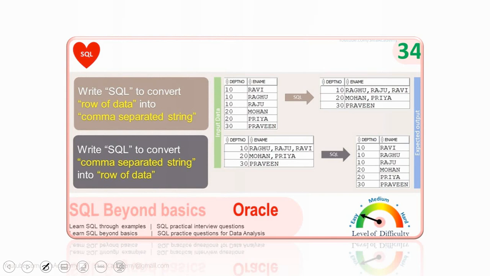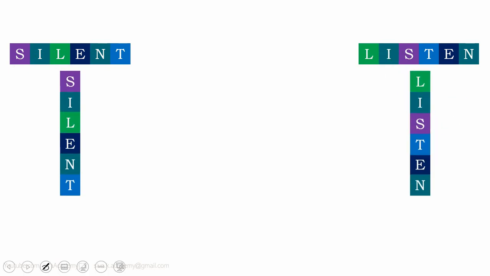In fact, this particular problem can be resolved in multiple ways. Let me show you one of the easiest ways to resolve this problem. First, let me show you the logic I am going to follow so that it is very easy for you to follow while writing the SQL. Let us take two strings, silent and listen. First, I'm going to convert string 1 into rows of characters, like silent, one character in each row. Very similar to that, we are going to convert the word listen also into rows of characters.